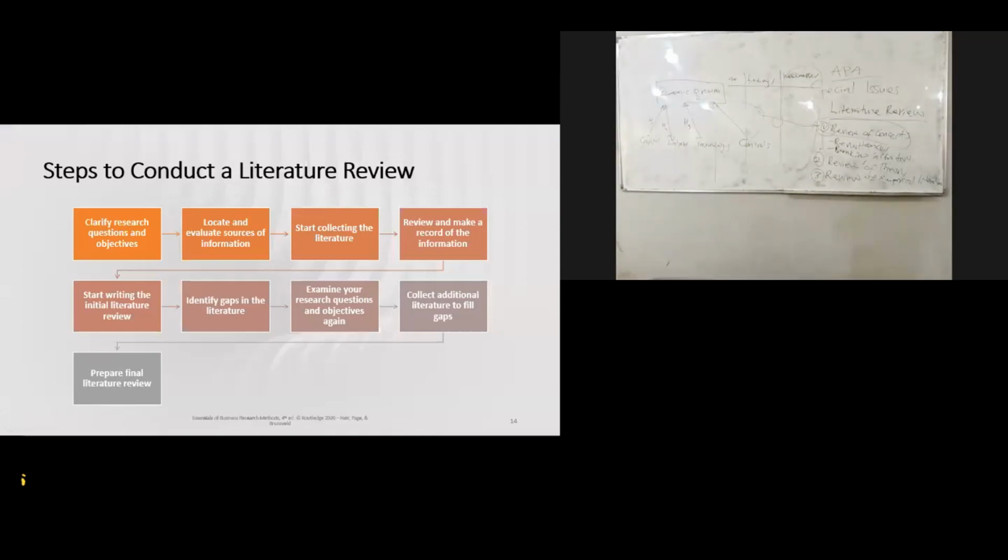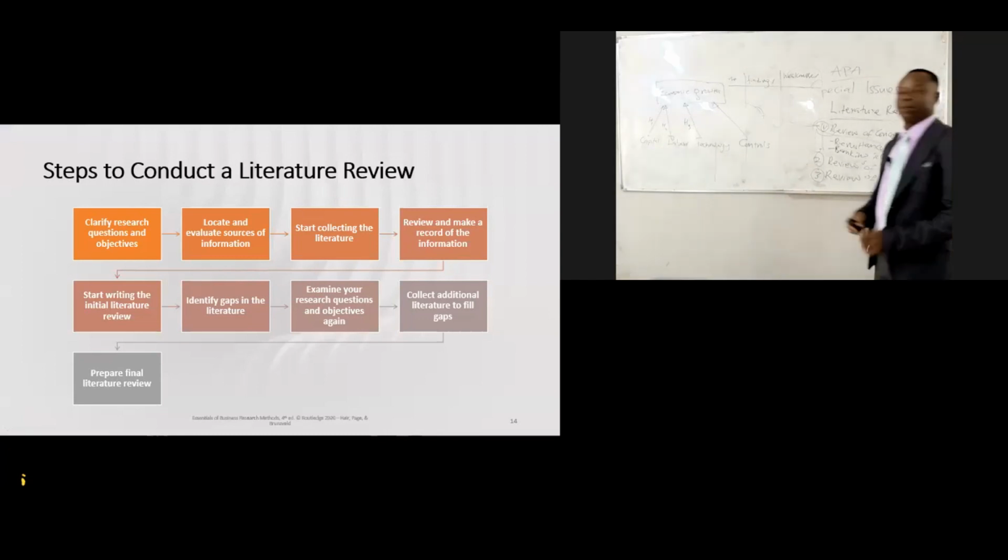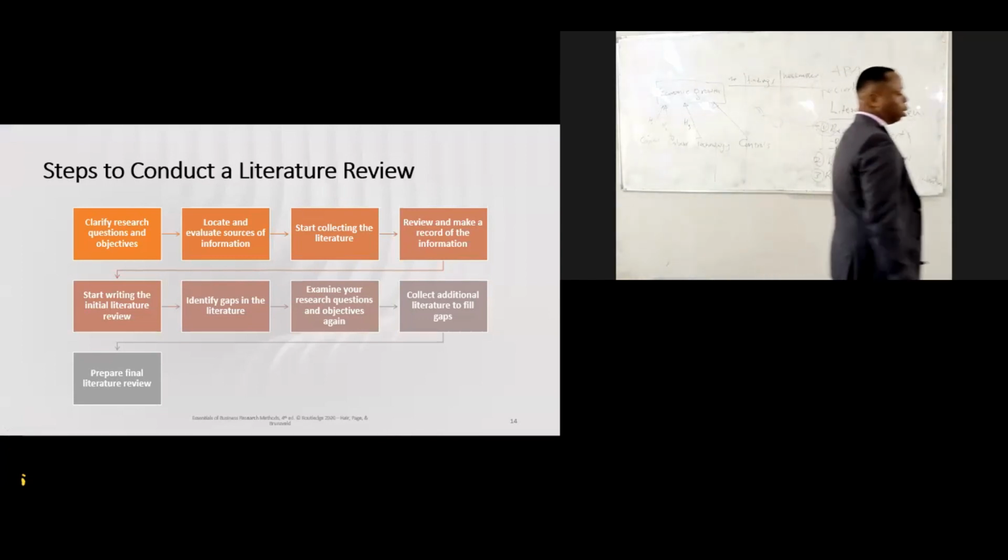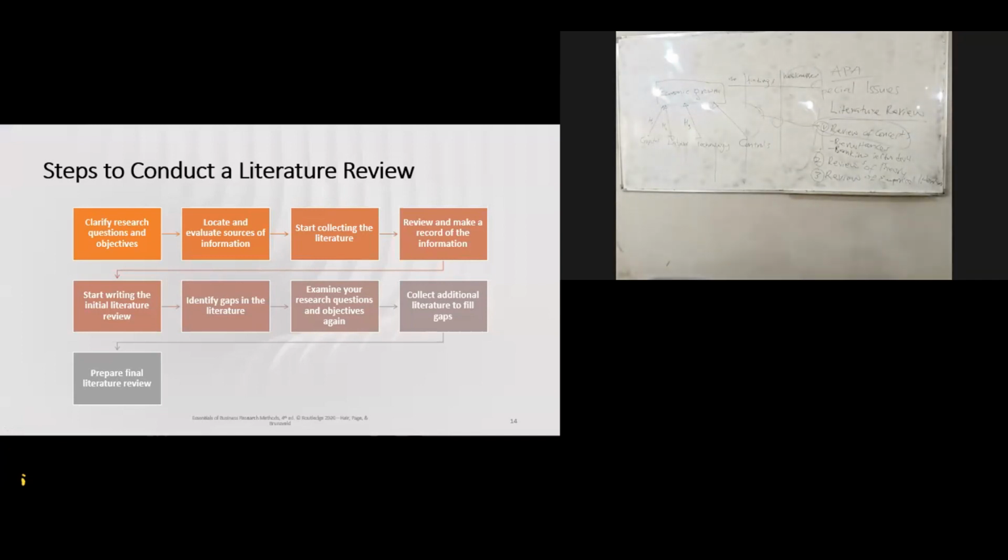So what steps do I follow to conduct a literature review? Number 1, you have to clarify your research questions and objectives. Make sure that they are clear enough to you. And once you have clarified them, then you locate and evaluate the sources of information. We saw that in that diagram. Locate and evaluate the sources, make sure that they are regarded as valid for generating knowledge.